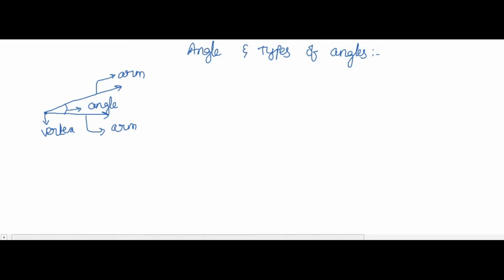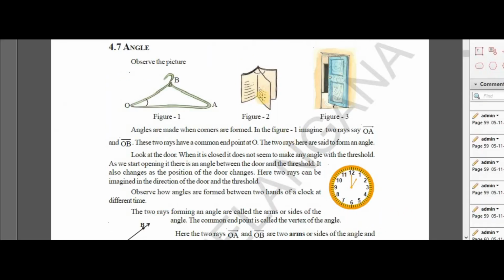Now we'll see in the textbook what definition is given here. Observe the pictures. Angles are made when corners are formed. In figure 1, imagine two rays, say OA and OB. These two rays have a common endpoint at O. The two rays here are said to form an angle.